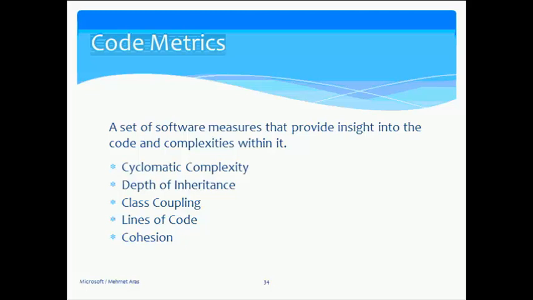Next one is depth of inheritance. If you have object-oriented programming, you have a lot of inheritance, which is good, but at the same time, if you make a change in the base class, that's going to affect the derived classes. So you want to take a look at your depth of inheritance. If it is too deep, it is something that you need to take a look at and maybe see if there's anything you can do about it. Make sure that you haven't over-engineered anything.